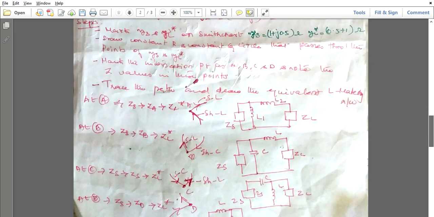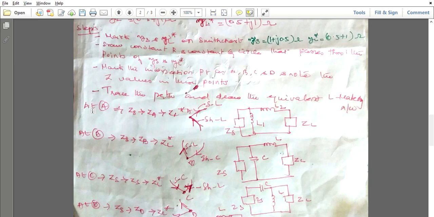So the third step: once you have fixed the intersection points A, B, C, D, you can draw the matching network element by tracing the path, right? So how to trace the path? Here this is the path, for example. To trace the path, you should start from the source impedance and the path should be completed at ZL star. All the tracing should start at the source impedance and it should be completed at ZL star through one intersection point. Since in this problem we have four intersection points, we can draw four different matching networks, one for each intersection point. For example, if it is at the intersection point A, it should start at ZA.